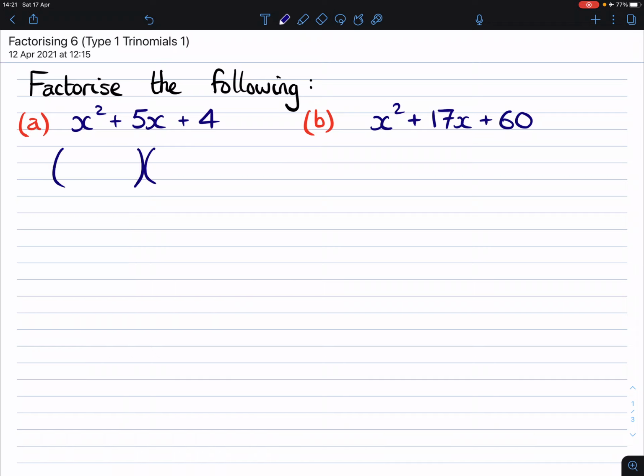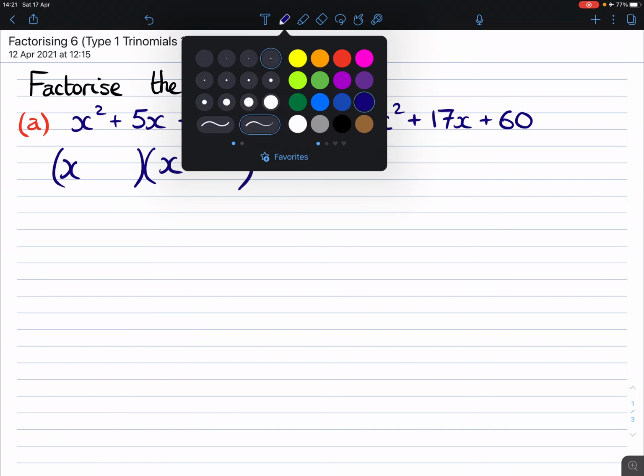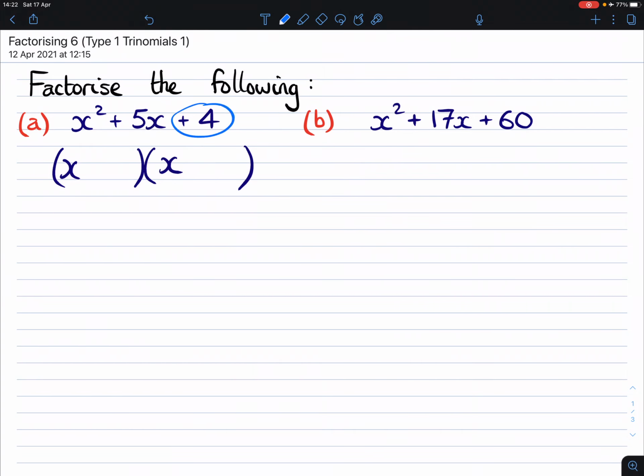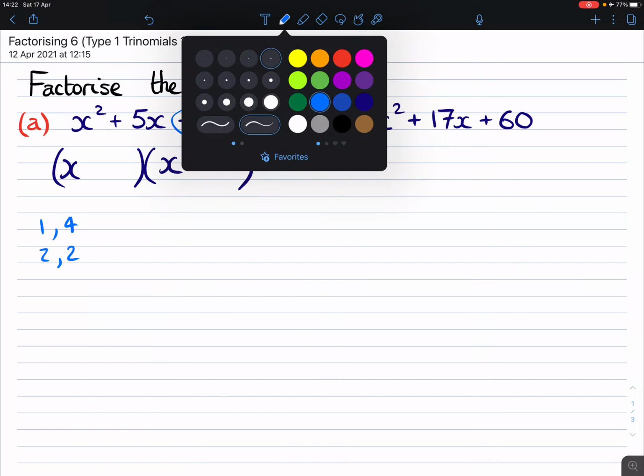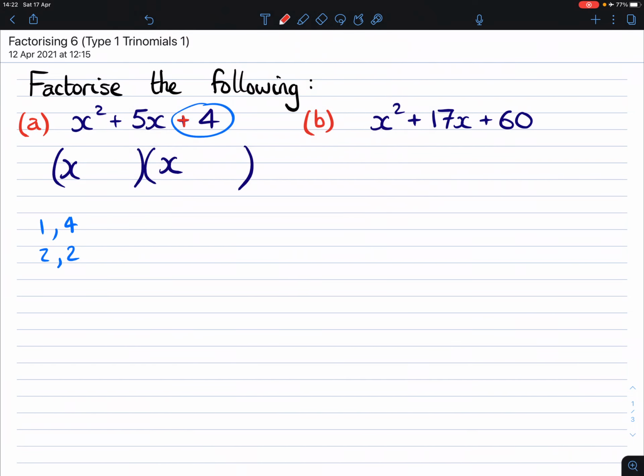If it is to factorize into double brackets, then a pair of factors of the last number will add together to make this middle term. Should also point out our x squared here comes about from having an x and an x at the beginning. So something times something making 4, we have the following options: 1 and 4, 2 and 2. We also have the option of minus 1 and minus 4, and minus 2 and minus 2, because of the fact that this is a positive 4.